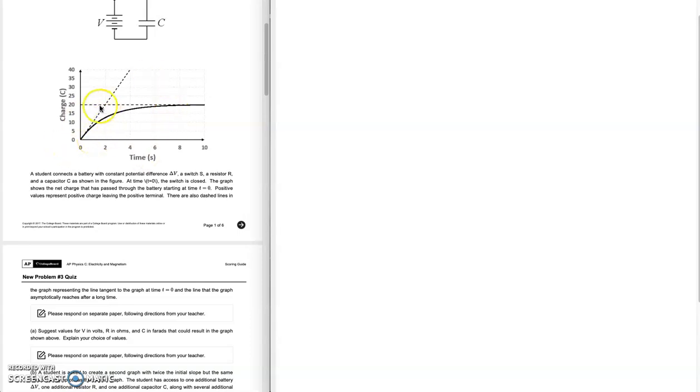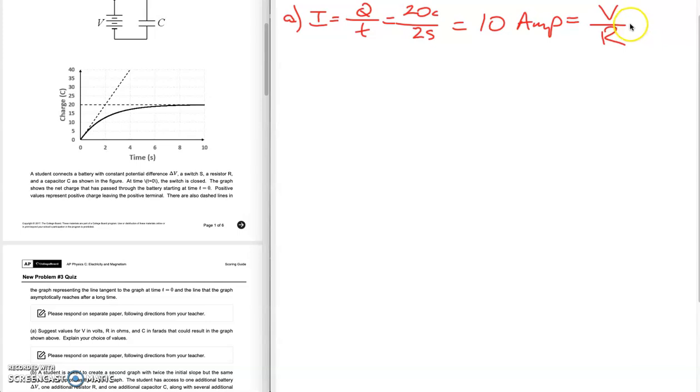On this graph, we can get the initial current anyway, by dividing charge by time. So for part A, current is going to be Q over time, which is 20 coulombs over 2 seconds. So the initial current is going to be 10 amps, which also should be the voltage divided by the resistance, because at time t equal to 0, the capacitor is uncharged. So we need our voltage divided by our resistance to be 10 amps.